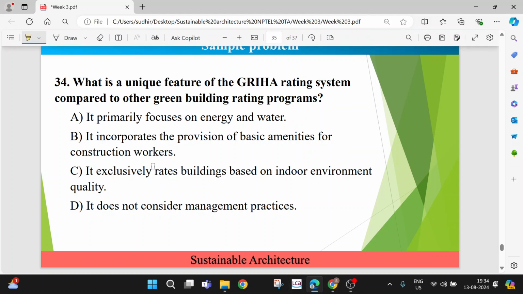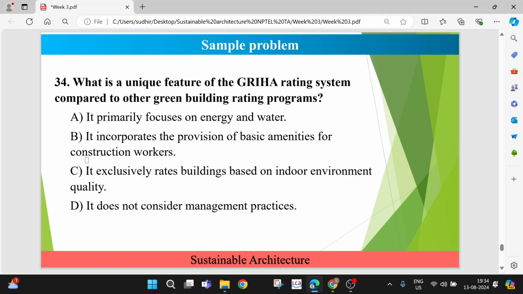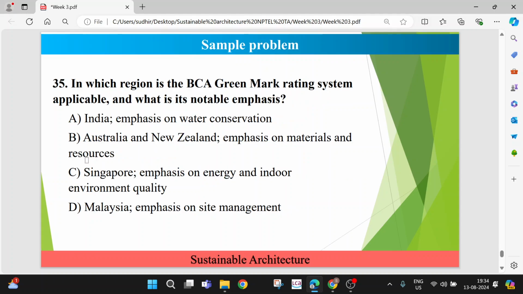Yes, sir. So which option will you mark in the exam for this question? Option B. It incorporates the provision of basic amenities for the construction workers. So this is question 35 for all of you.